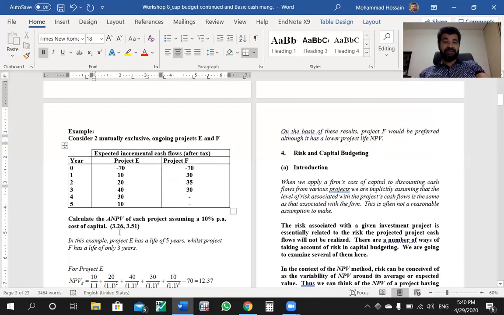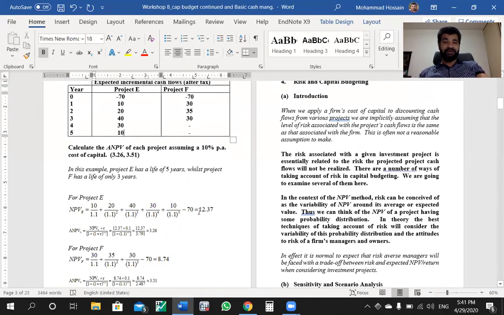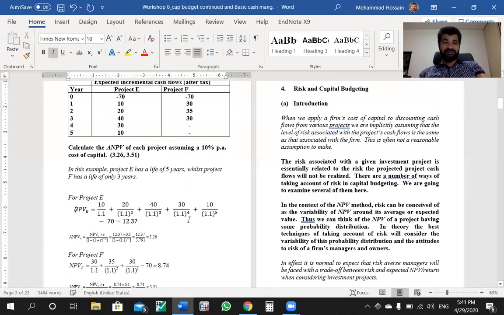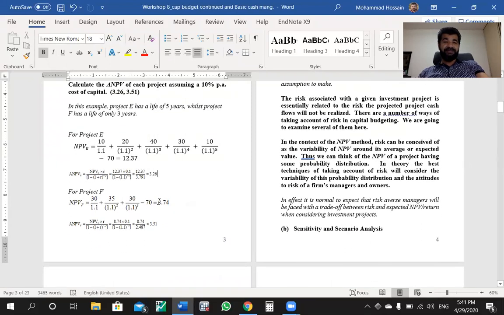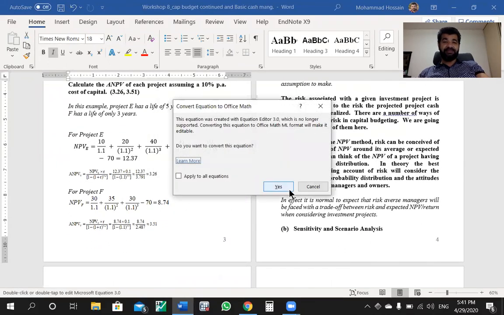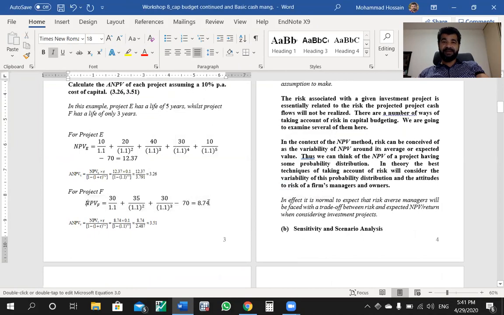And we found that the net present value for project E is 12.37. That's what we have seen here. And for project F, we see here it is 8.74. You see that here as well. So it's all good.